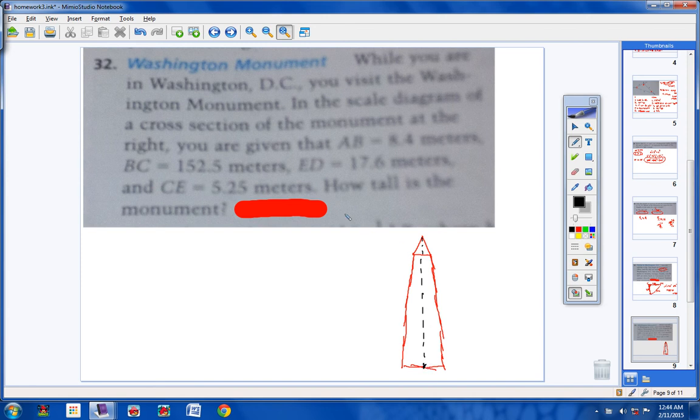Letters up here, but it says AB is 5.4. Okay, that would be this length right here. From here to here is 5.4. If you look in your book, you'll see this is A, this is B. Or this is B here, and this is A over here. BC is 152.5. That would be this line from here all the way down to here is 152.5, okay?